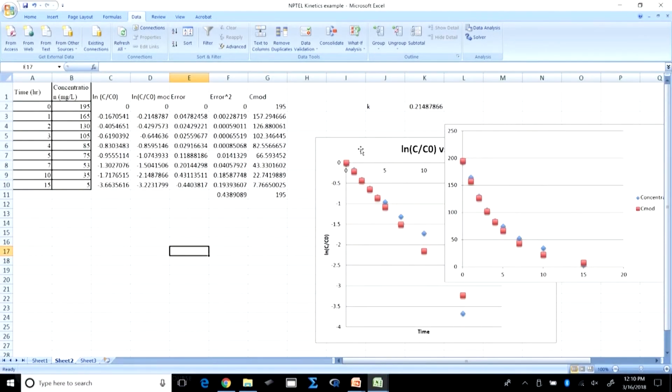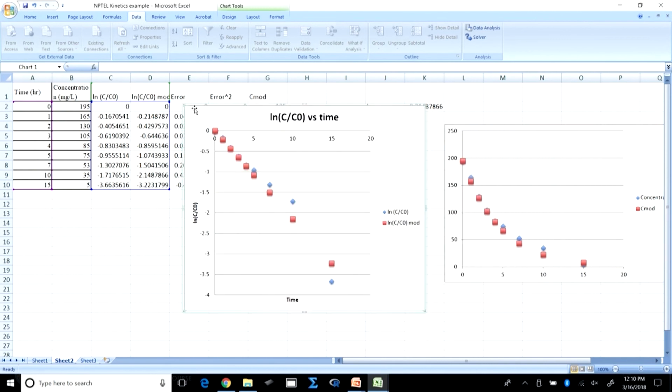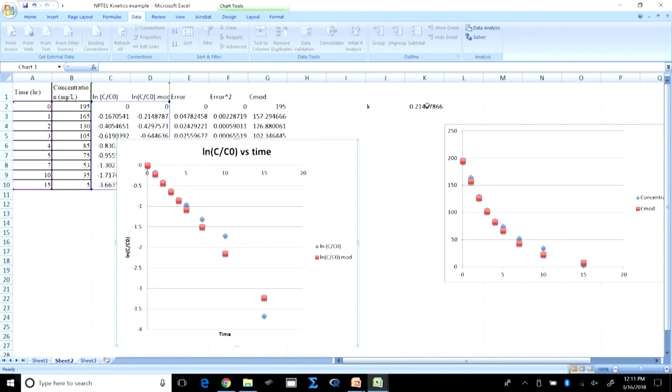So, here I have the data set, and let us say I am going to drop this here. Here we have the natural logarithm of Ct by C naught versus time, that is what I have here. The blue data set is the true or experimental data, and the red data is the model data, and that is what you see here. Even here, let us change different values of k and see how it changes.